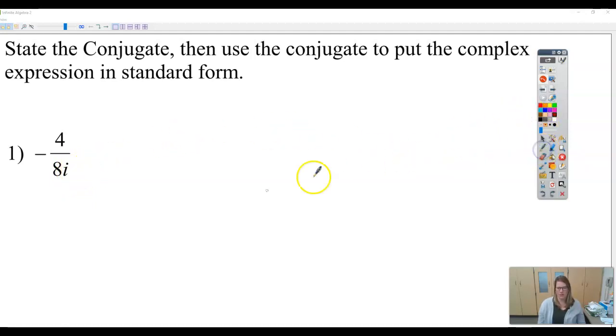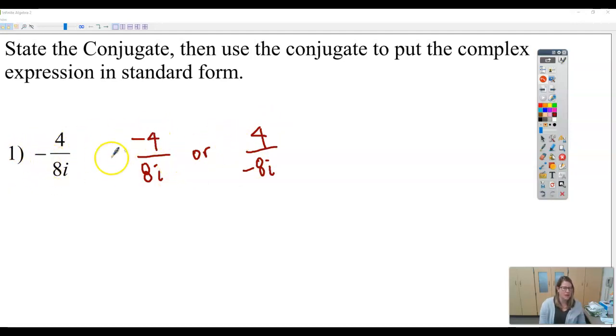Since it has a negative out front, I can either think of it as negative 4 over 8i, or I can think of it as 4 over negative 8i. So there's basically 3 ways you could write a negative on a fraction. You can put it out front, you can put it on top, or you can put it on the bottom.